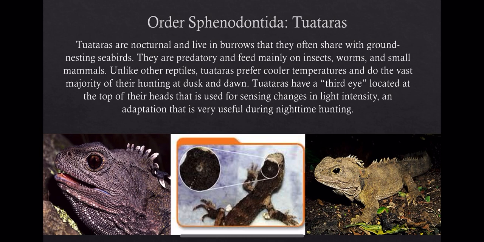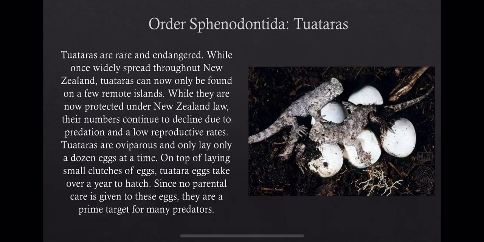They have something called a third eye located on top of their head, which senses light intensity changes and helps with their nighttime hunting. They prefer cooler temperatures, and they are fairly low-key little predators here, focusing most of their attention on invertebrates. They're also super rare and super endangered.